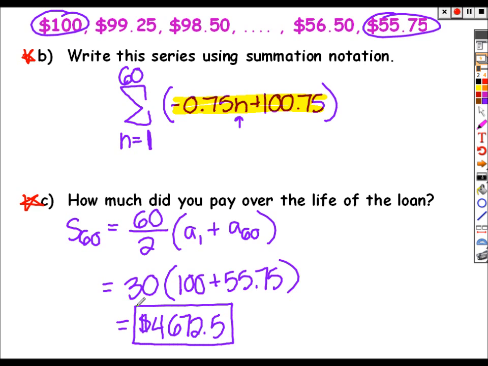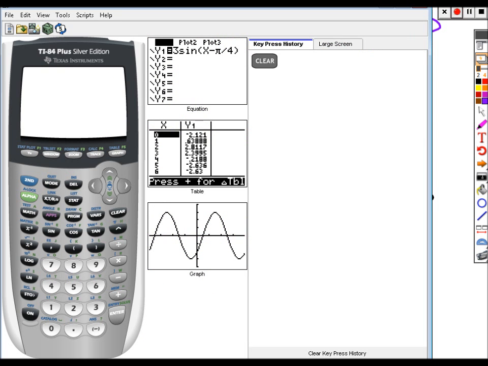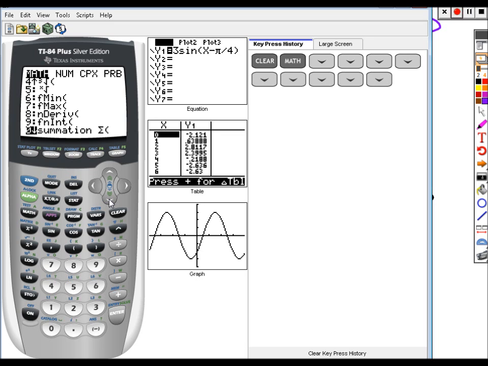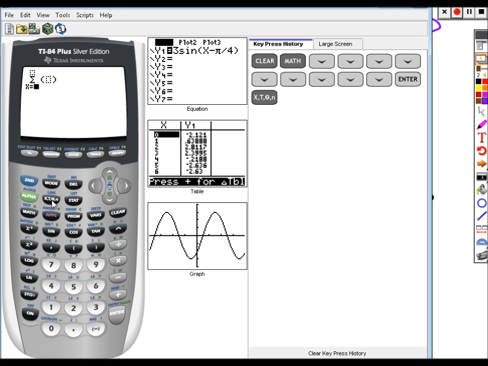Now I'm going to let you video watchers in on a little secret here. You can check your answer on your calculator. I'll show you how to do it. So on your calculator, if you go to math, and then it'd be option 0. So math 0 gives you the summation notation. And this is if you have the new operating system. If you don't have the new operating system, ask me. There's still a way to do this. It's just a few more keystrokes.